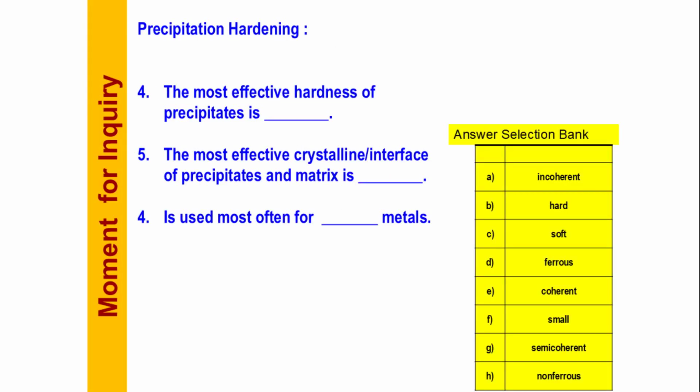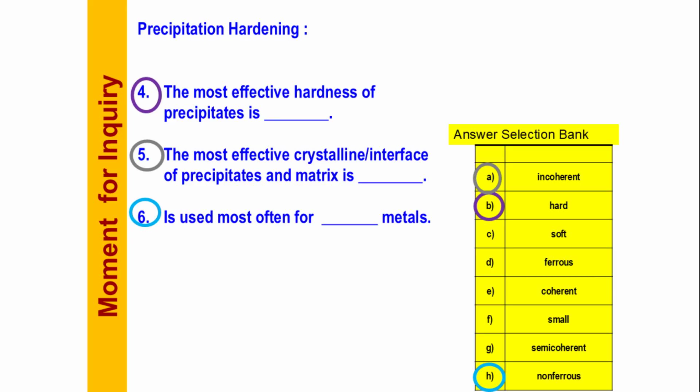What is the most effective hardness of precipitates? What is the most effective crystalline interface of precipitates and matrix? Which metals are used most often for precipitation hardening? Here are the answers. The most effective hardness is hard, the most effective crystalline interface is coherent, and precipitation hardening is used most often for nonferrous metals.